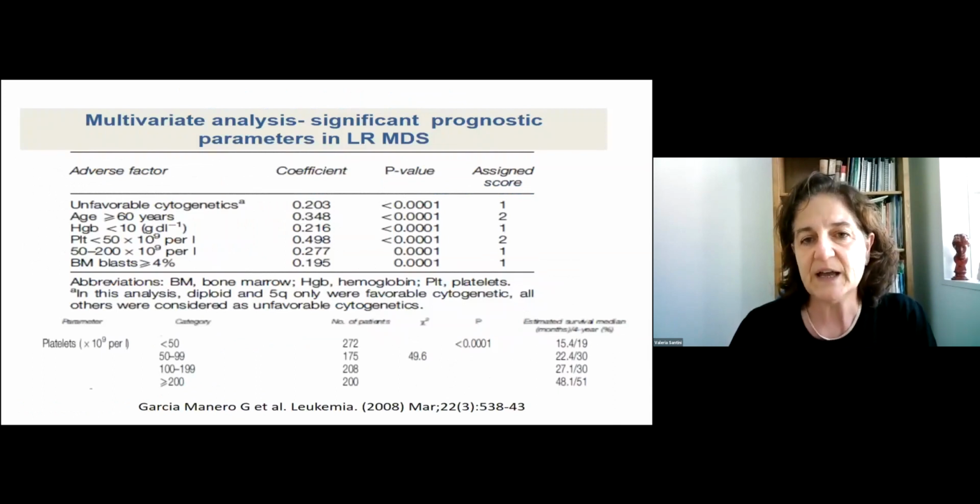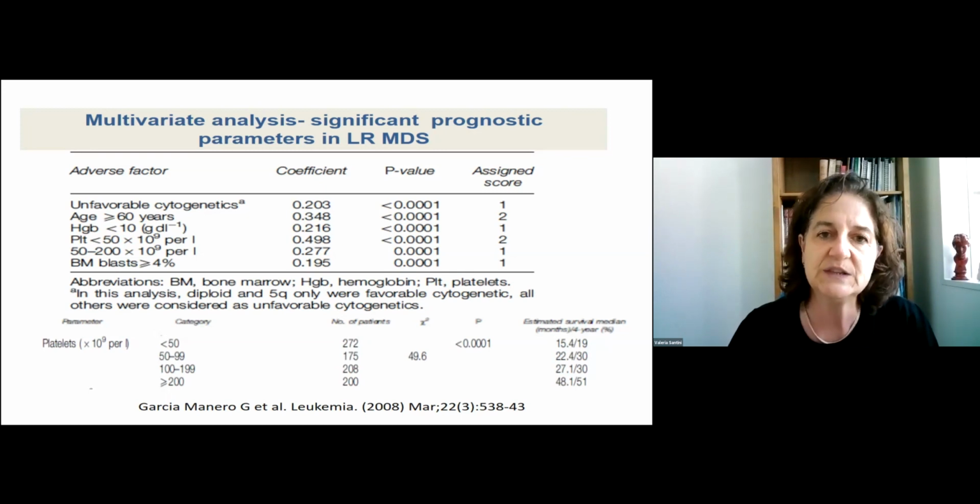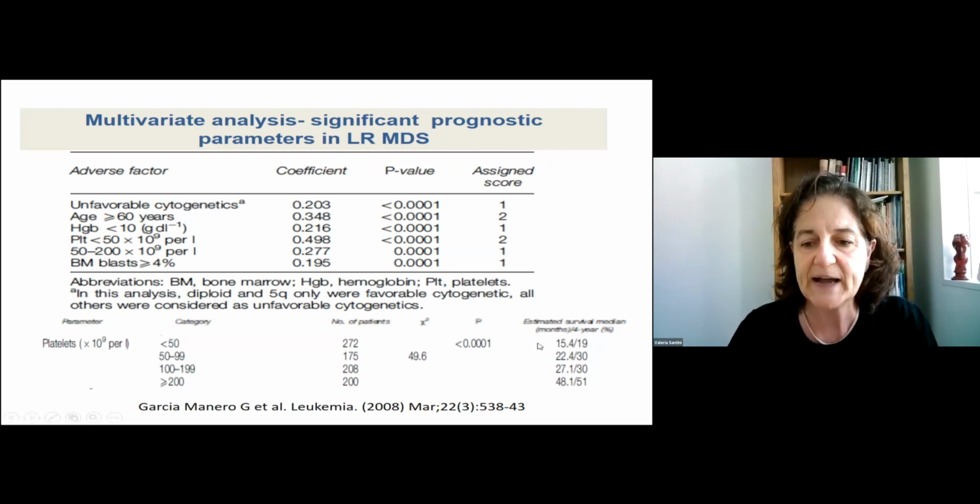Now, the importance of thrombocytopenia as a prognostic factor has been recognized a long time ago. Thrombocytopenia is in fact impacting on prognosis in a significant way. Even the level of thrombocytopenia is critical. And this is the pivotal work of the MD Anderson. You see that thrombocytopenia below 50,000 can impact on survival, with only 15 months survival and 19% of patients still alive at 4 years despite lower risk MDS.